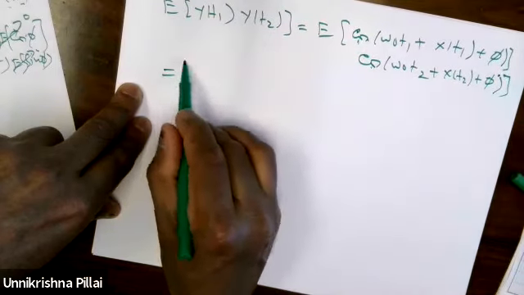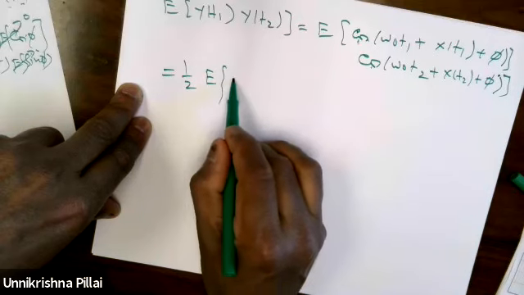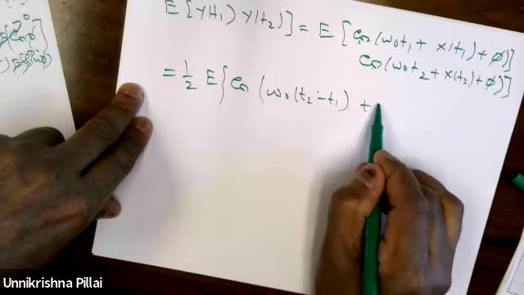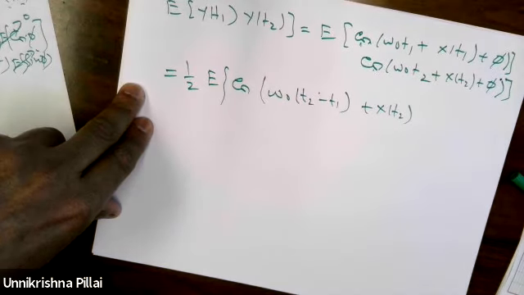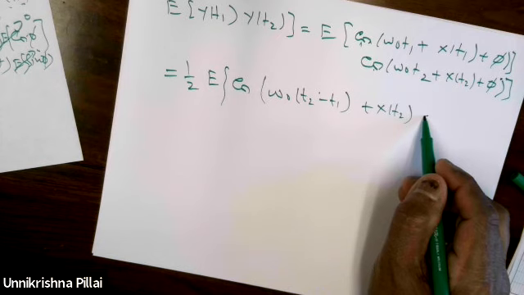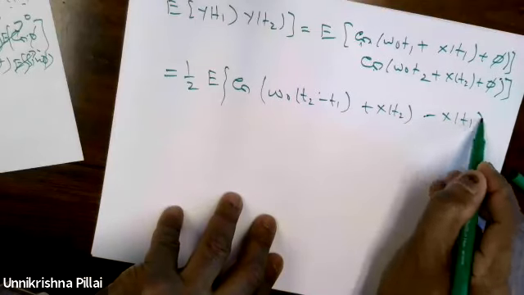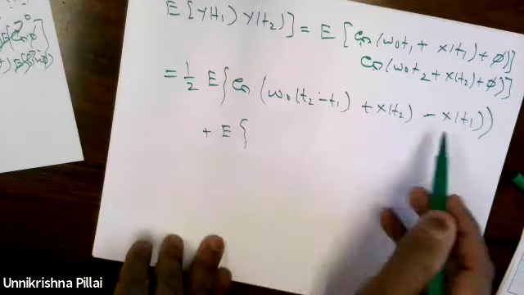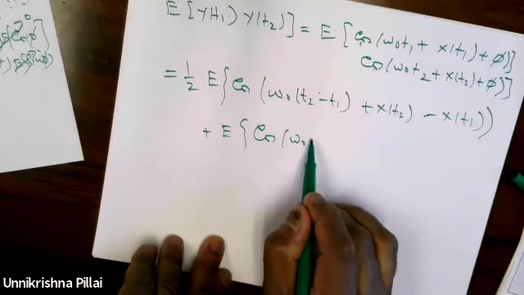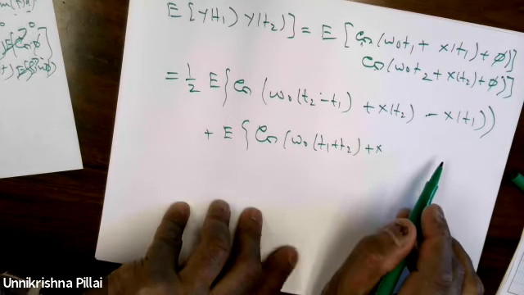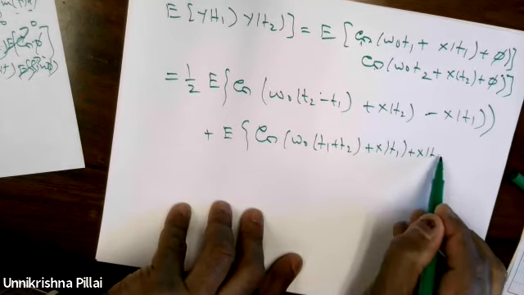So this is cos A cos B. That's going to be half of the expected value of two terms: cosine of omega naught (t2 minus t1) plus x(t2) minus x(t1), which is A minus B, plus the other one, cosine of omega naught (t1 plus t2) plus x(t1) plus x(t2) plus 2 phi, which is A plus B.